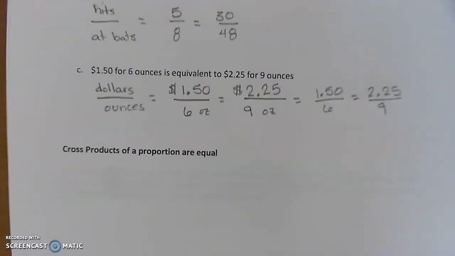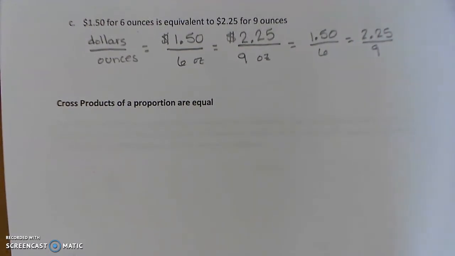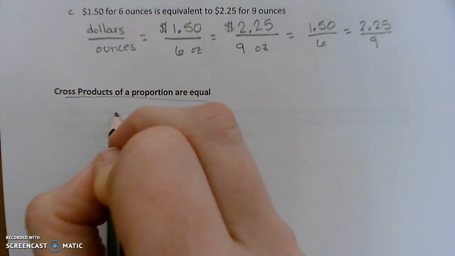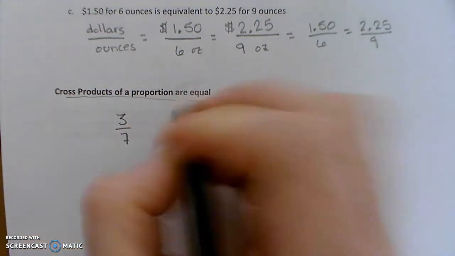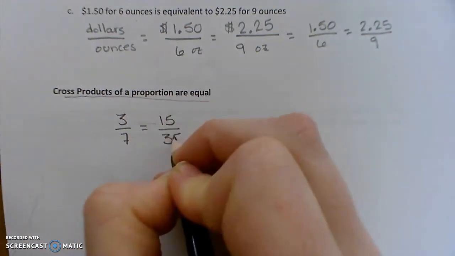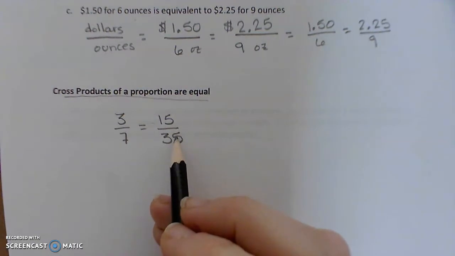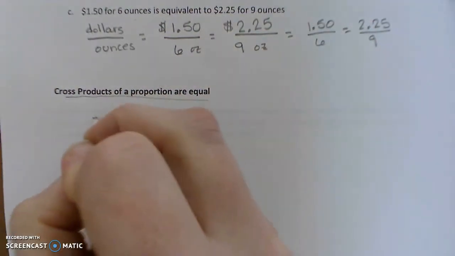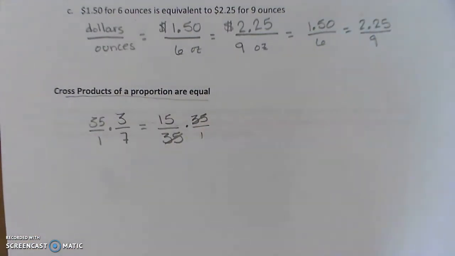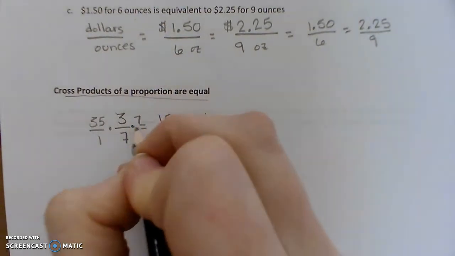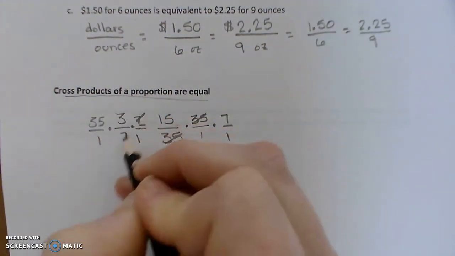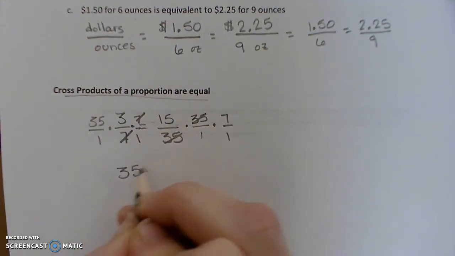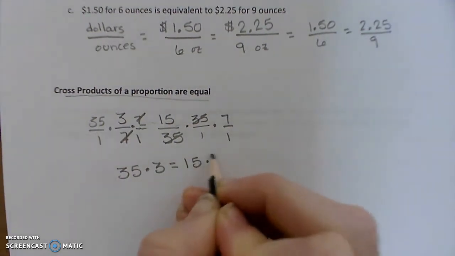All right, so how do you know if what you're dealing with is a proportion? It turns out that the cross products of a proportion are equal to each other. Here's what I mean by that. Let's go back to this problem of 3 is to 7 as 15 is to 35. You should be able to multiply both sides by 35, or 35 over 1 if you like, which would cancel these 35s for you. And also multiply both sides by 7 over 1. And that'll cancel these 7s. What you end up with is 35 times 3 equals 15 times 7.